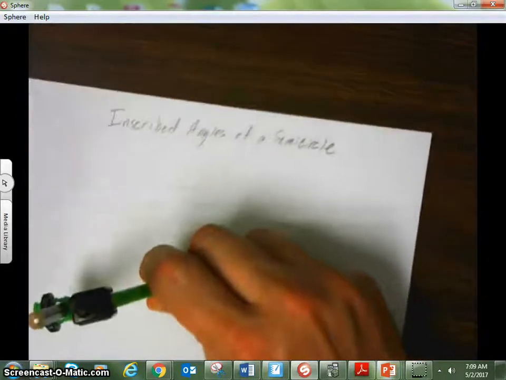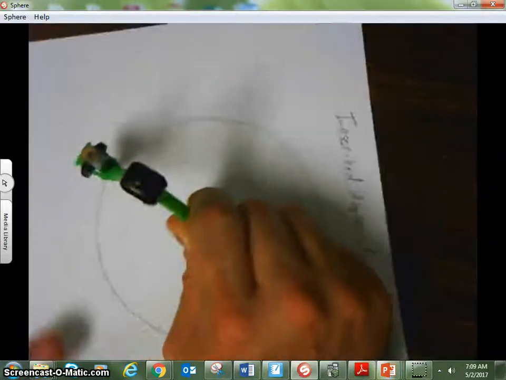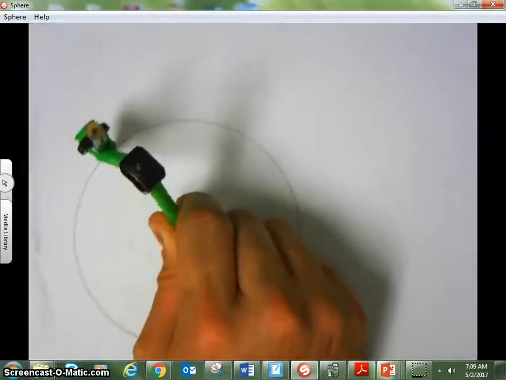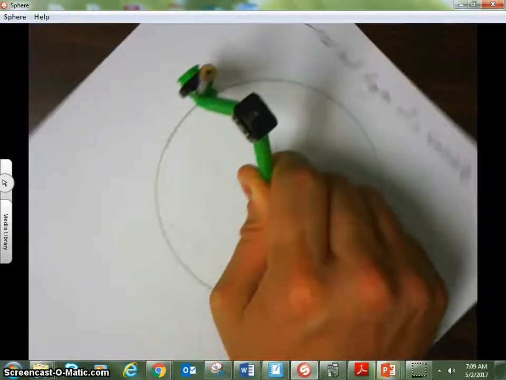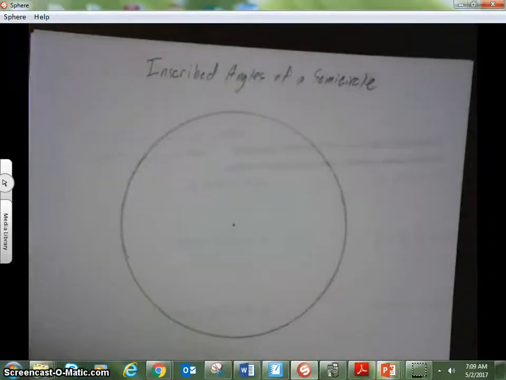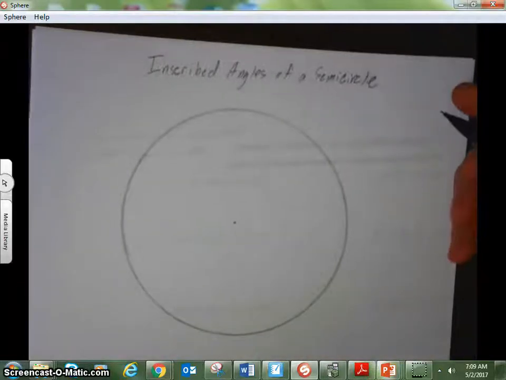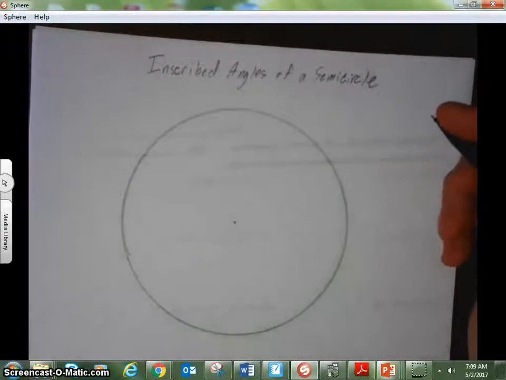We don't want it to be really, really small, but we don't want to necessarily make it fill up the whole paper either. We need something that will be large enough that when I draw the angles on the circle, we will be able to measure them with the protractor.